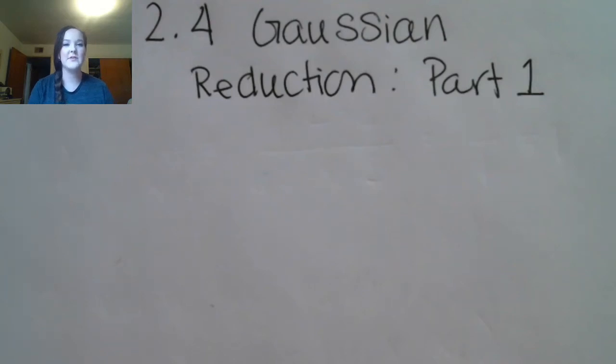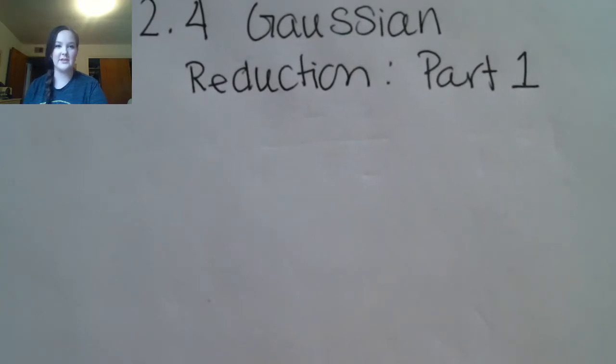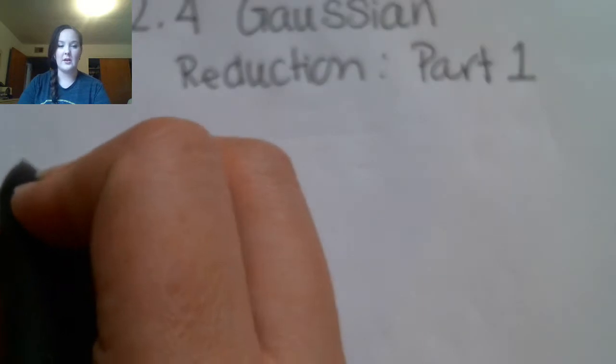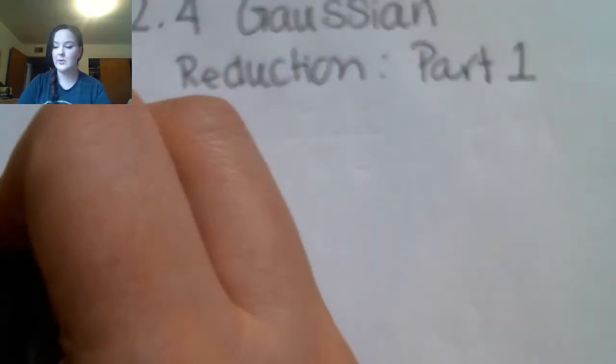Hi everybody, so this video is about Gaussian reduction. This is the first of a two-part video about this section. Okay, so the first thing we're going to do is just talk about what it means to have a linear equation with three variables.